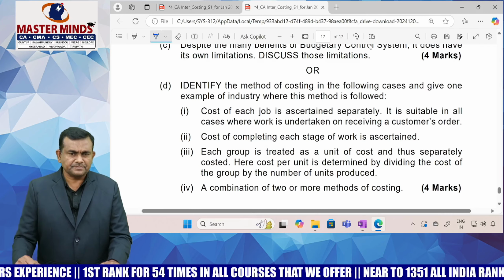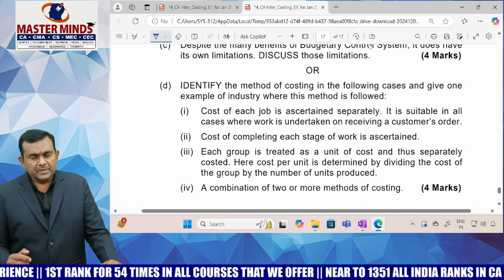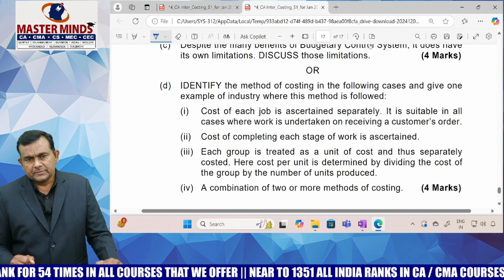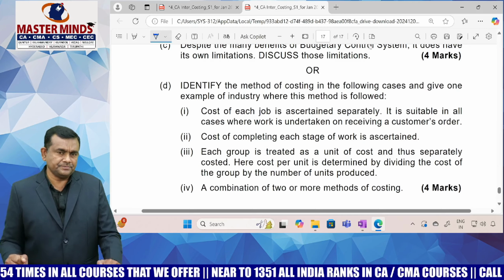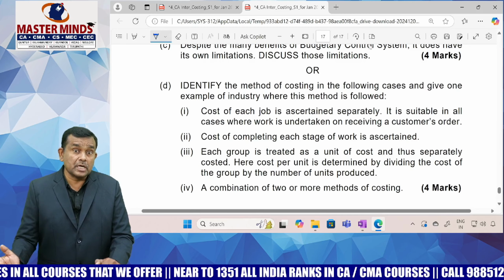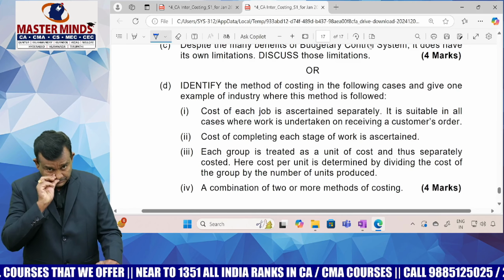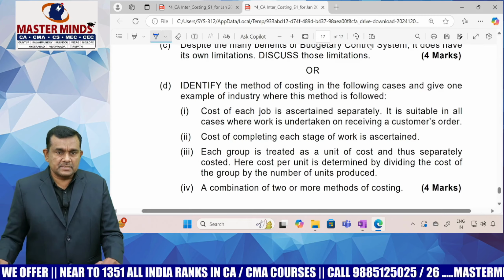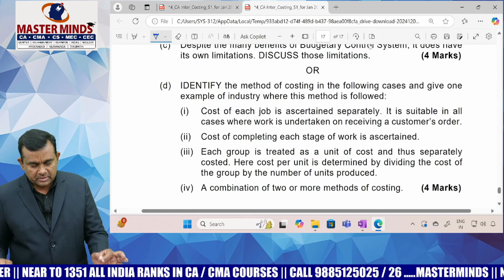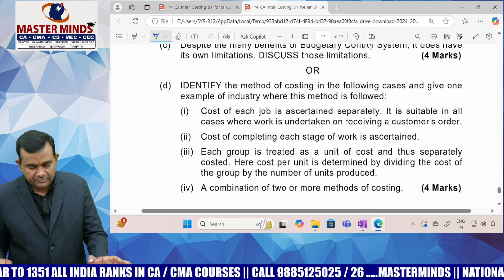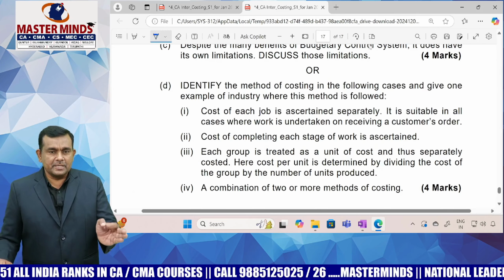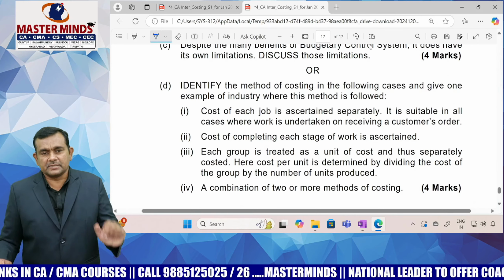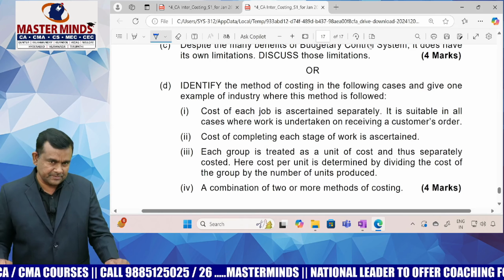Printing press, best example, sir. Interior decoration, automobile motor workshop, ad agency. These are the best examples. Next, cost of completing each stage of work is ascertained. So cost is ascertained at each stage of production separately. Such type of cost ascertaining method is called process costing.